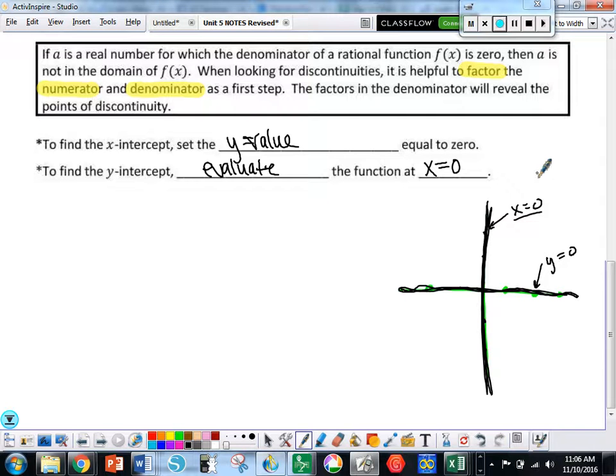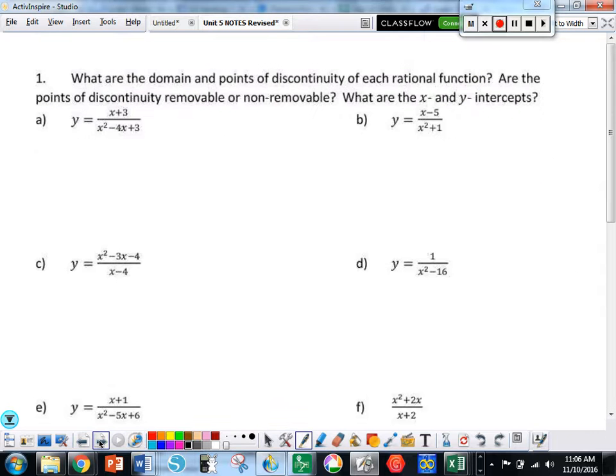Does this make sense, why you would plug in 0 for each of those two options? Okay, so with this example, we have to find a few things. We need to find the points of discontinuity, and we have to state what kind, either removable or non-removable.